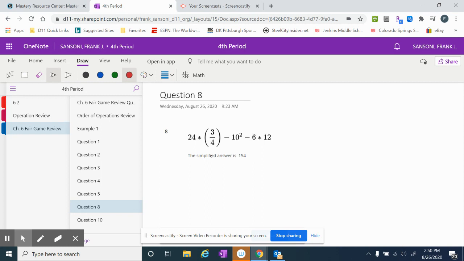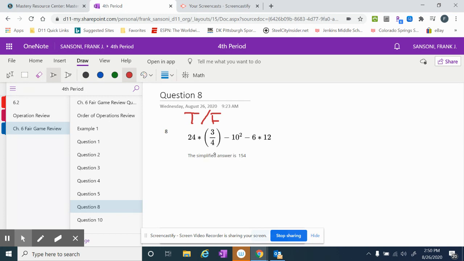Okay, this was a true-false question. So let's look below. True or false: it says, is the simplified answer 154? So we're going to have to solve this and see if the simplified answer is 154.